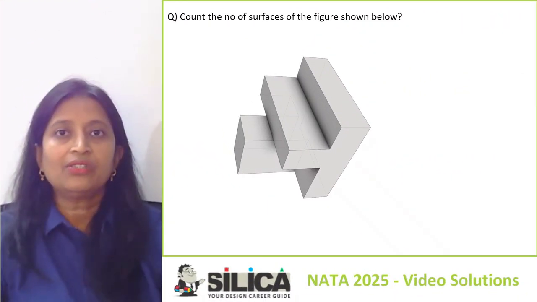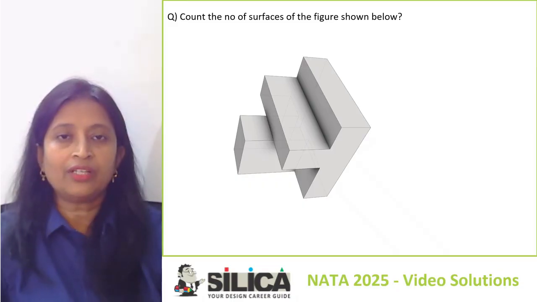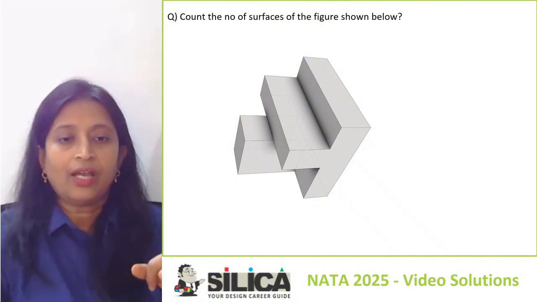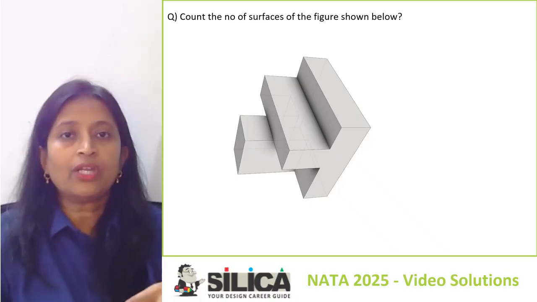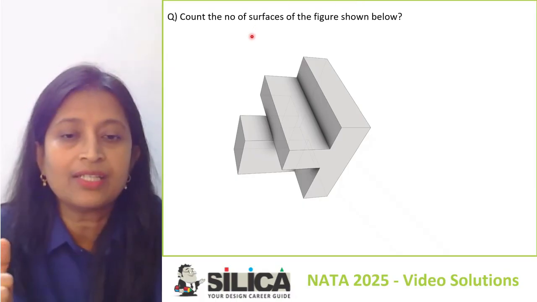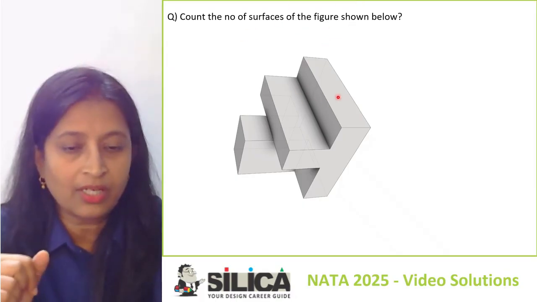Hello everyone. So let's do this another question of Nata 2025 paper. Here it is saying count the number of surfaces of the figure shown below. So see, this is an NCQ type question, no choice question. That means there will be no option given. Either you have to answer in number or in whatever format they have asked. So here the answer will be a number because they have asked the number of surfaces. So let's start counting.